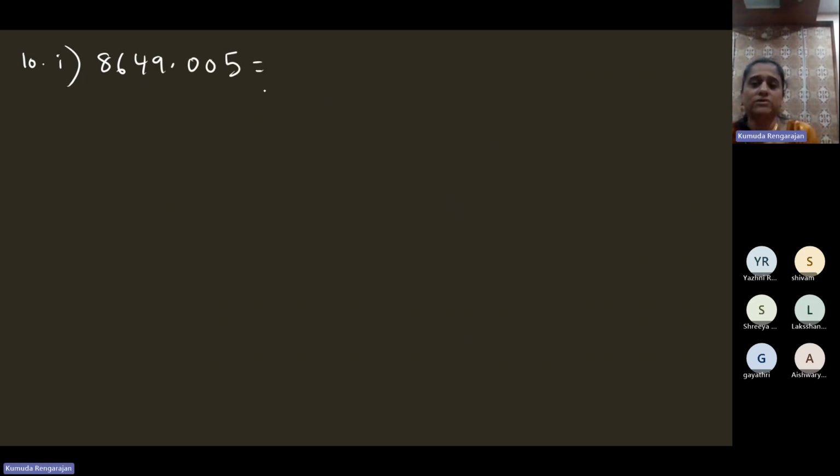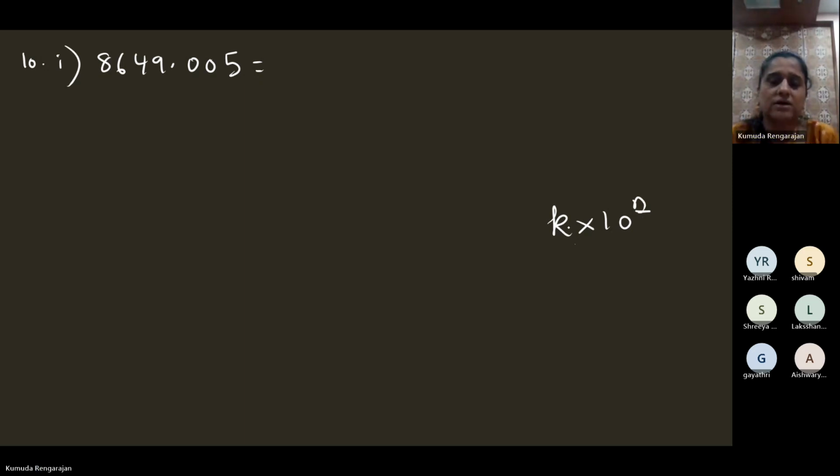The standard form means writing it in the form k into 10 to the power n, where k is any value from 1 but less than 10, and n can be a positive or a negative integer. Which means n can be any integer.